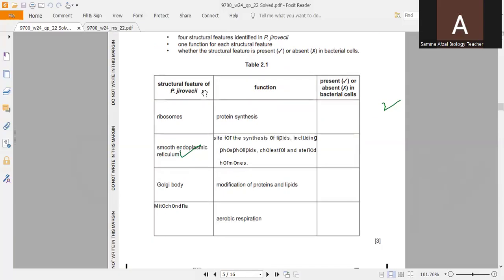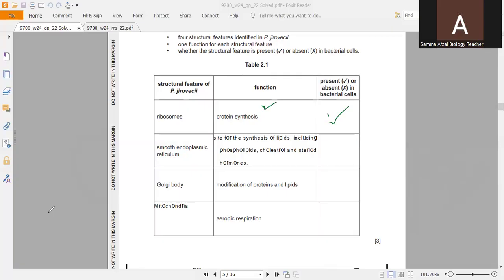So first of all, we come to the structural feature of P. gyrovici, ribosomes, whether these ribosomes are present or not present. Yes, the ribosomes are present in P. gyrovici. The function of these ribosomes is protein synthesis. They synthesize the protein.